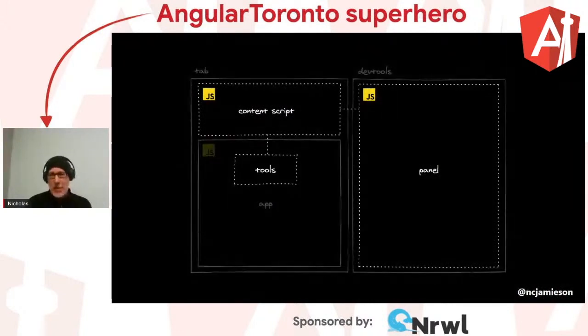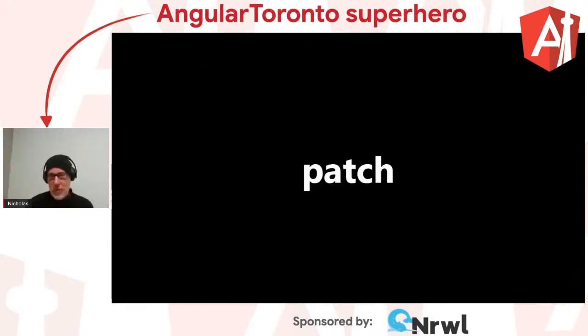The parts that you see highlighted here are all contained in the dev tools Chrome extension, which integrates with the dev tools. So we've got the panel, content script, and the tools. The tools are injected into your application. You don't have to have any dependency on the RxJS tools to use them in your app. All you need to do is call patch.